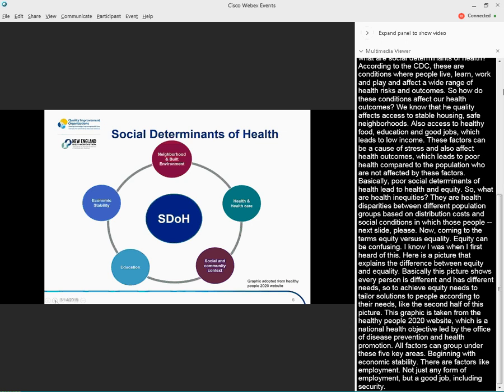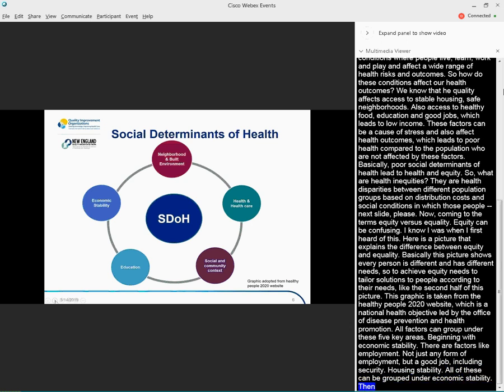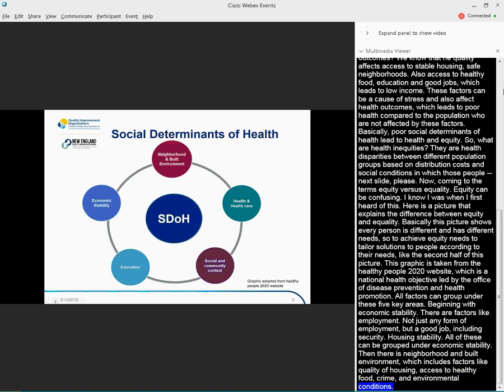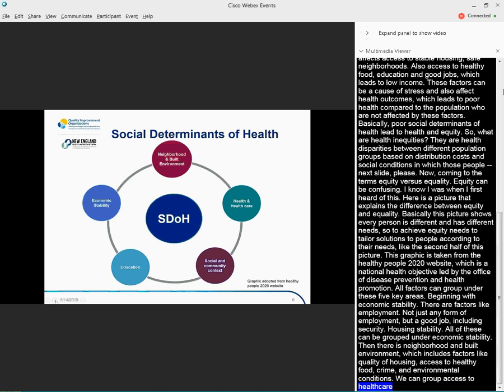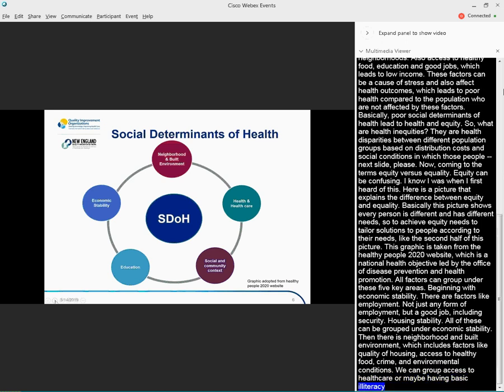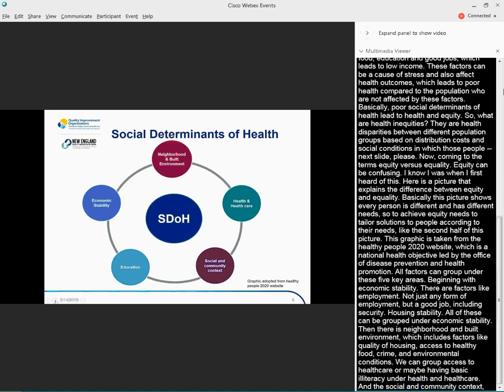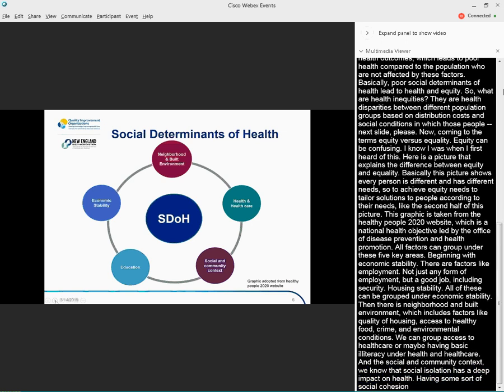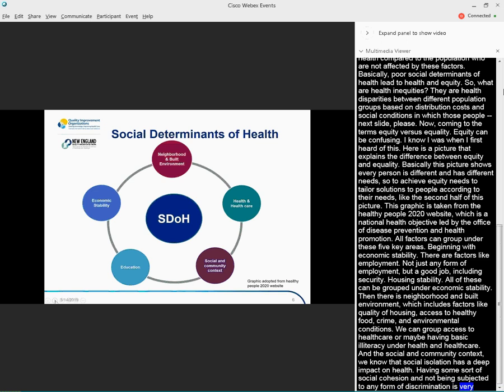Then there is neighborhood and built environment, which comprises factors like quality of housing, access to healthy food, crime, and in general, environmental conditions. Then we can group in general maybe access to healthcare or even having basic health literacy under health and healthcare. Then there is social and community context. We know that social isolation has a deep impact on health. Having some sort of social cohesion and not being subject to any form of discrimination is very important for health of any individual. And lastly, there is education as a social determinant of health.